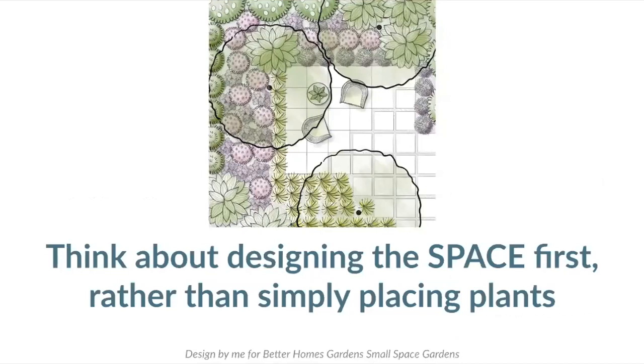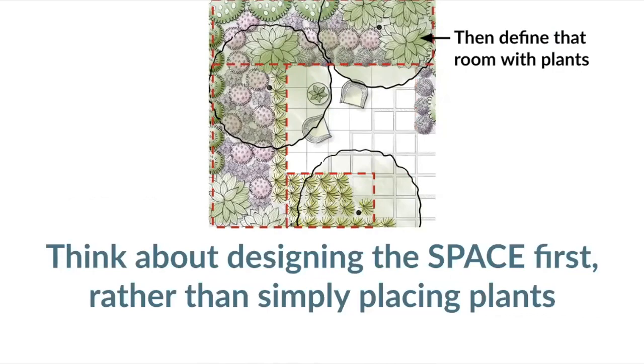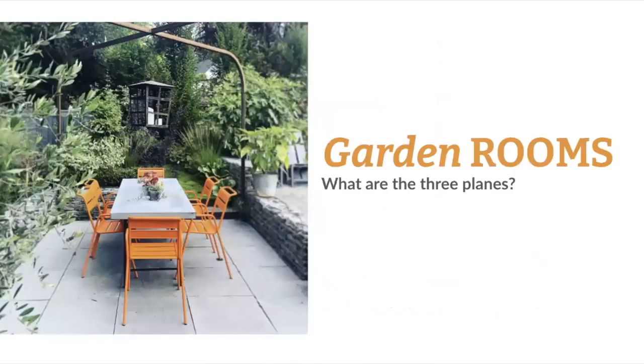So again, remember, we're designing the space first rather than placing the plants first. So we design the area that you're going to sit in, play in, dine in, read in. You're going to design that space first, and then we're going to put the plants around it. Okay. Do we have that concept down now? Hopefully. So garden rooms are composed of 3 things.